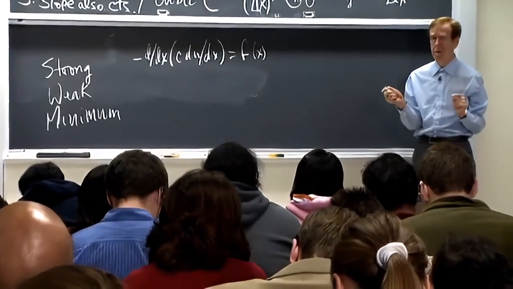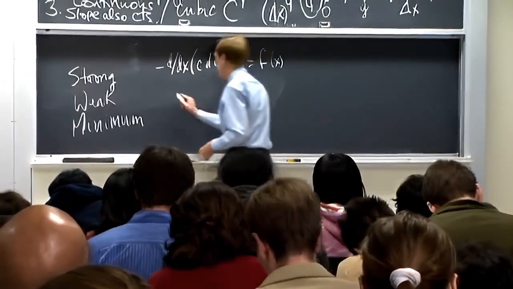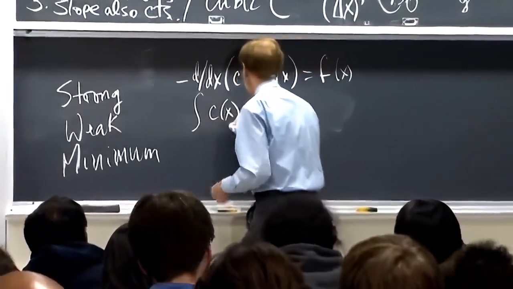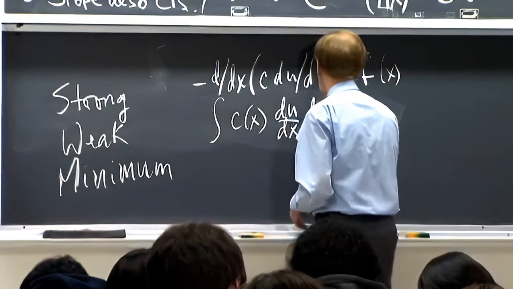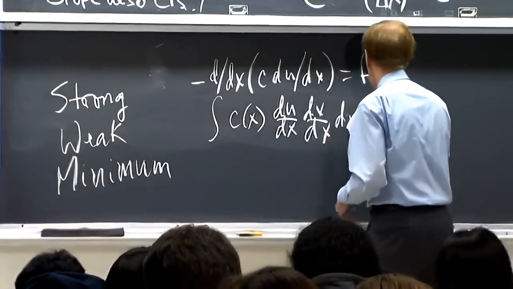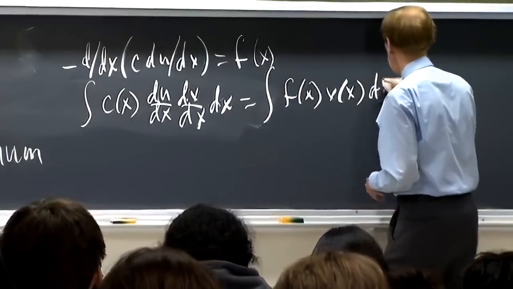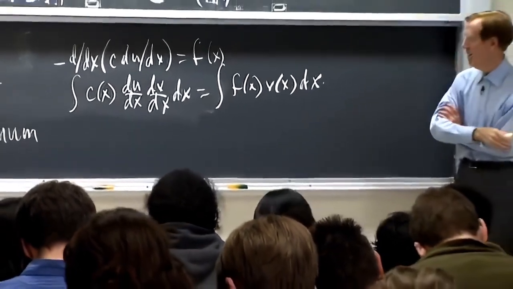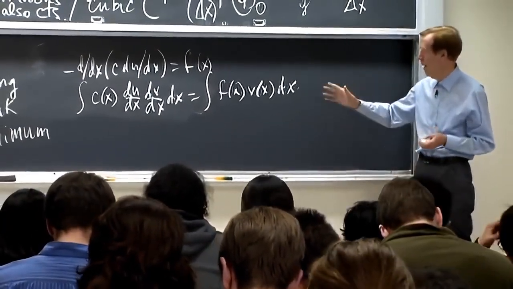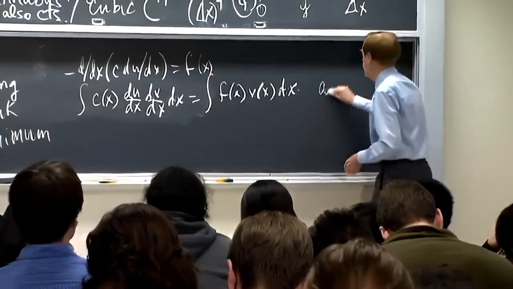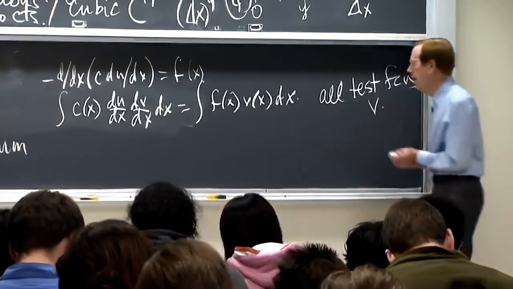You multiply both sides by a test function, you integrate by parts, and you get this beautifully symmetric form that we have up there: the integral of du dx, dv dx dx equals the integral of f of x, v of x dx. I write that again just so you see the nice symmetry of that weak form. And it's for all test functions v.